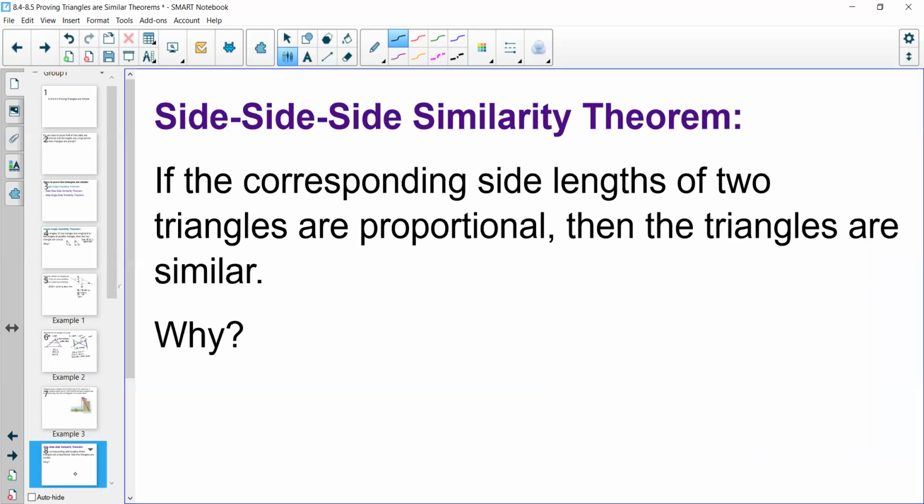Another theorem that we can use is the side-side-side similarity theorem, which says if the corresponding side lengths of two triangles are proportional, then the triangles are similar. Why? Well, we know that if all three sides of a triangle are congruent to all three sides of another one, that means that their angle measurements are the same. And the reason why is because once you have the sides locked into place, the angles can't change without changing the sides.